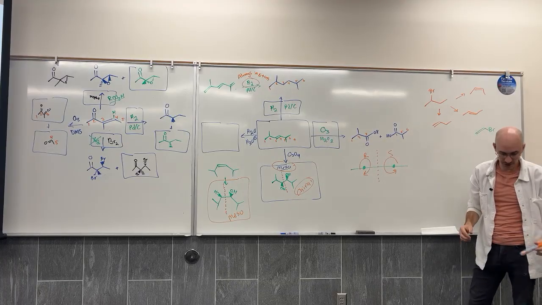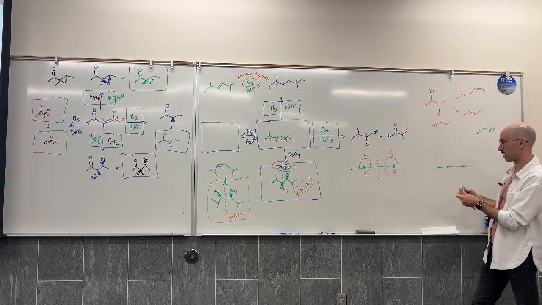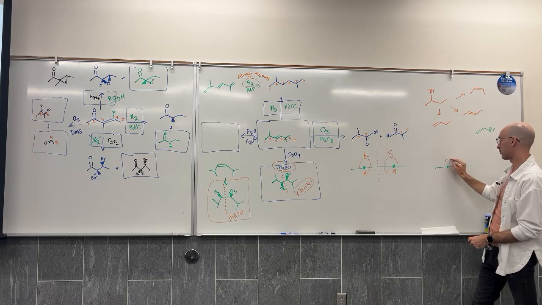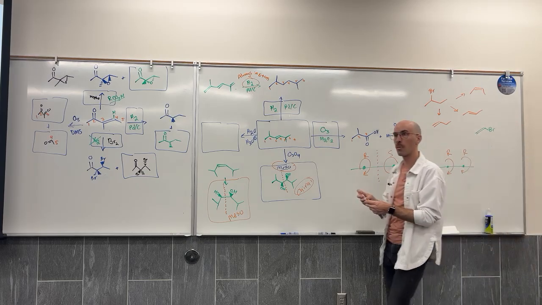If your two chiral centers share the same configuration, they are not symmetric. R is not symmetric to R. There's no plane of symmetry there.